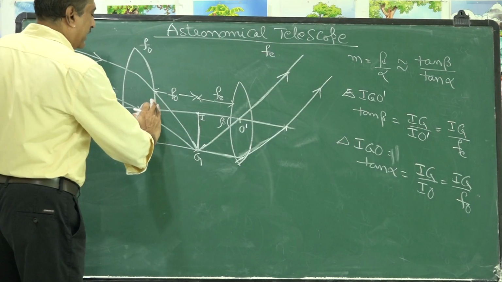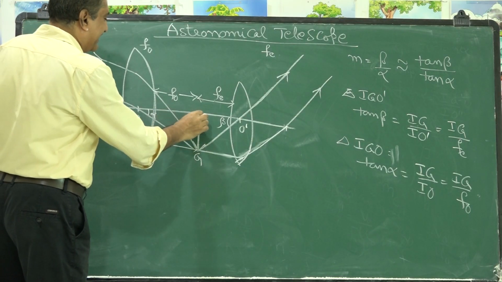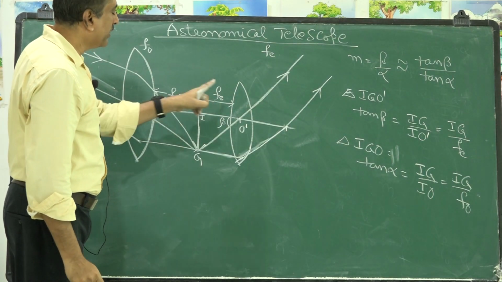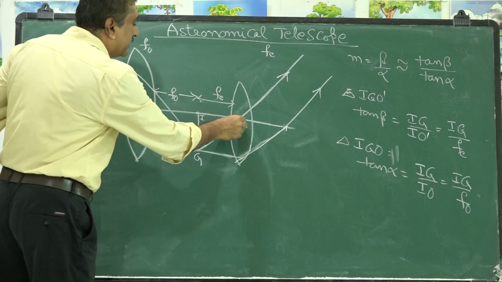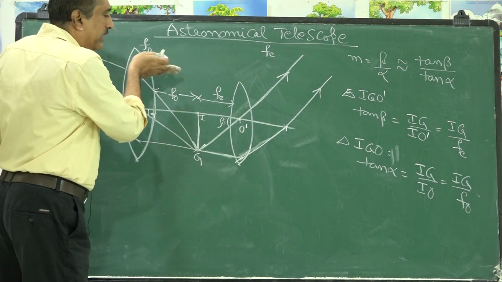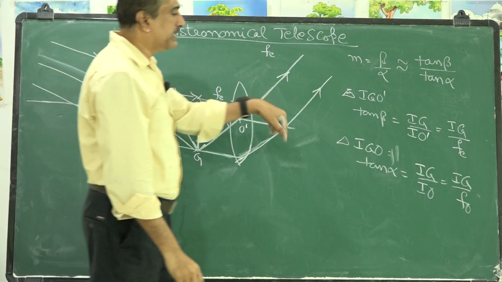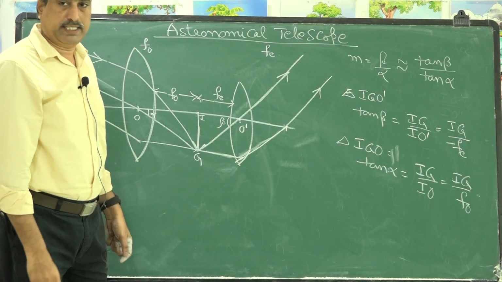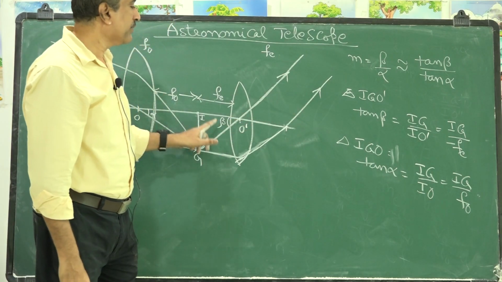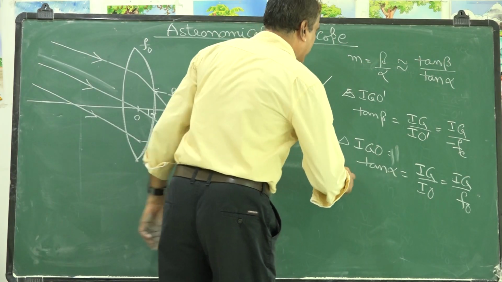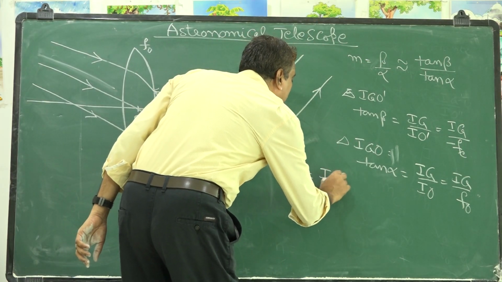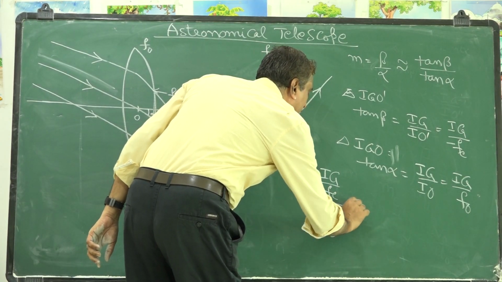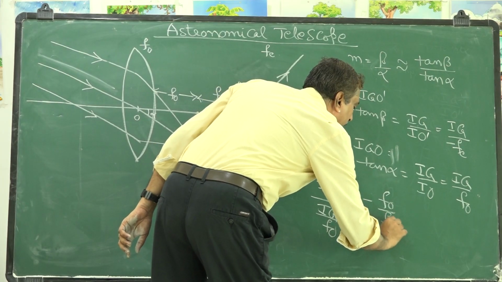By sign convention, this f naught is taken as positive because this distance is in the direction of propagation of light. For this lens, this is the object distance, which is opposite to the direction of propagation of light. So, by sign convention, we can take it as minus Fe. So, Ig by minus Fe for the triangle tan beta. Now, substituting these two in this equation, m is equal to Ig by minus Fe divided by Ig by Fo, that is minus Fo by Fe.